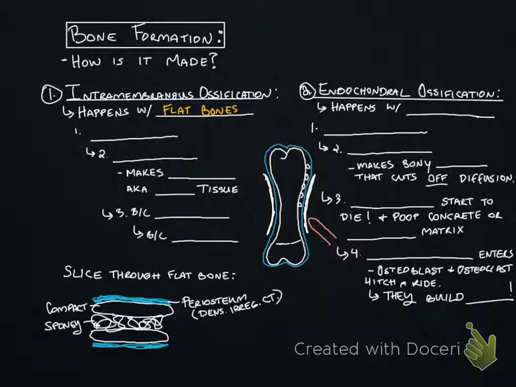So we start off with a dense irregular connective tissue membrane, and this is where the bone is actually going to form. And within this connective tissue, we have mesenchymal cells, which we remember are the stem cells of connective tissue. So we have our mesenchymal cells, which will become osteoblasts. Sorry, I wrote that on the wrong one. These mesenchymal cells will become osteoblasts.